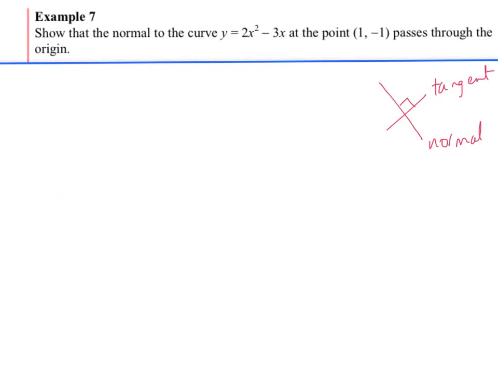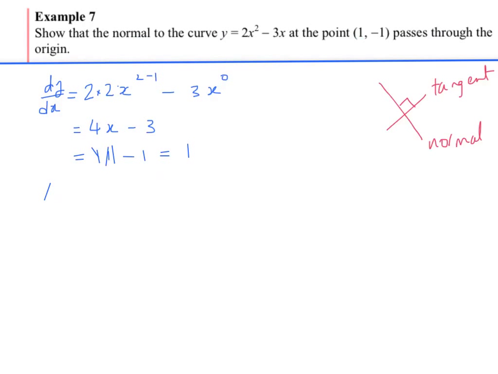Right, so let's begin. We want to work out dy over dx. So dy over dx, which is the gradient of y, is the power comes down, and then we take 1 away from the power, and then we've got 3x to the power 0, and this equals 4x take away 3. Now at the point when we have x equals 1, we can work out the gradient by substituting x equals 1. So we've got 4 times 1 take away 3, which equals 1.